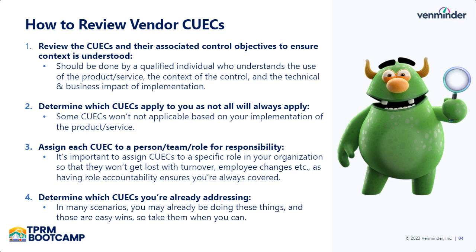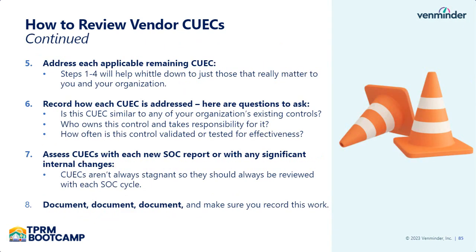So steps 1 through 4 are going to whittle down those QEs to just those that really matter to you in your organization, and those are the ones you want to address. And you want to record how each QE is addressed. Here are some questions to ask yourself. Is the QE similar to any of your organization's existing controls? Who owns the control and who takes responsibility for it? And how often is this control validated or tested for effectiveness? Those are the 3 things you want to ask yourself and that you want to document.